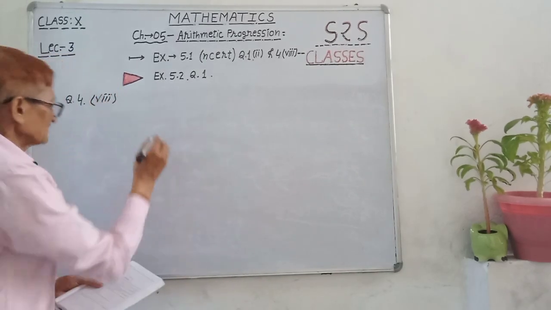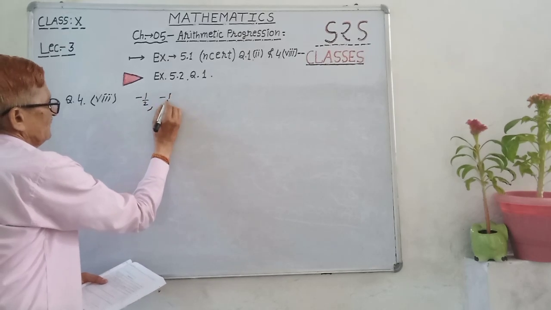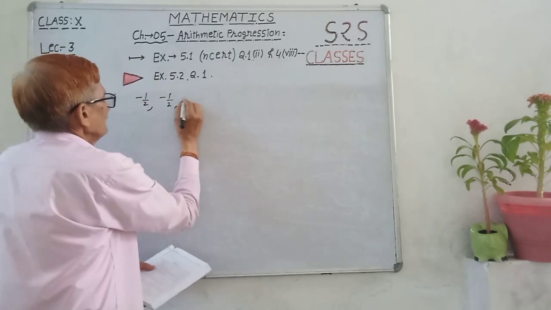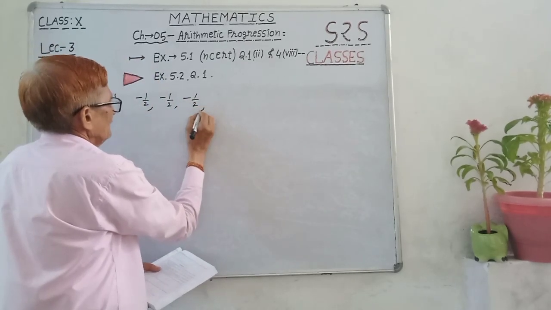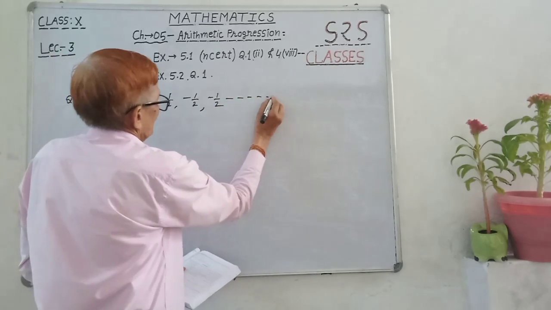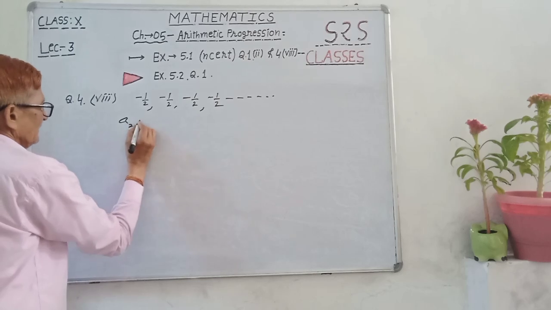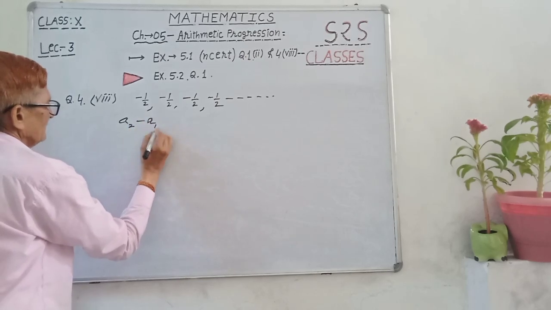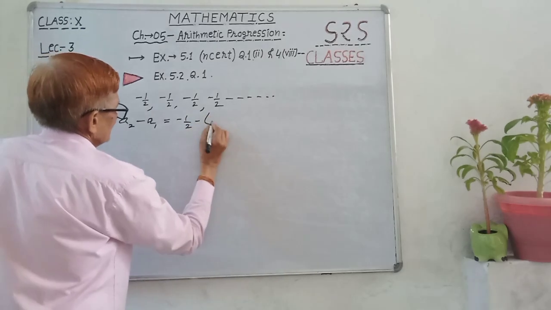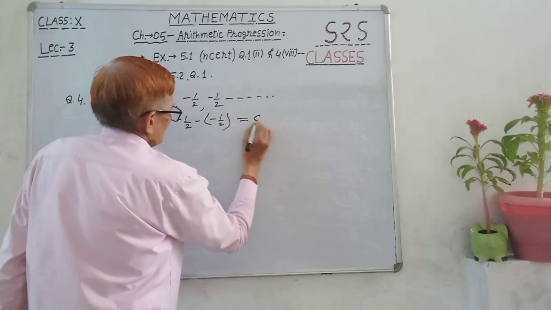Minus 1 upon 2, minus 1 upon 2, minus 1 upon 2, same. हाँ जी, तो डिफरेंस A2 minus A1 is equal to minus 1 upon 2 minus minus 1 upon 2. It is equal to 0.